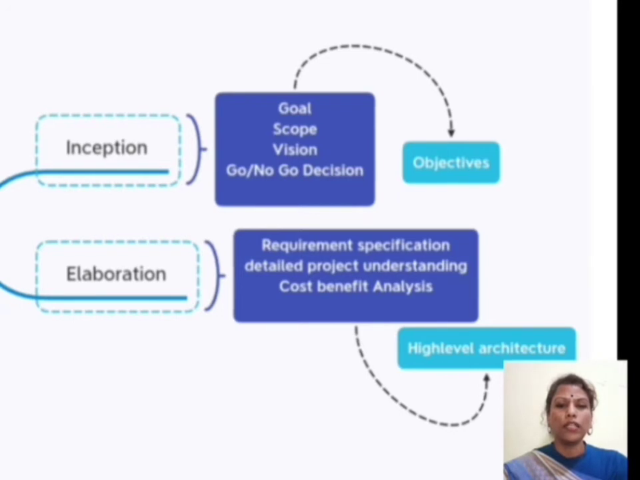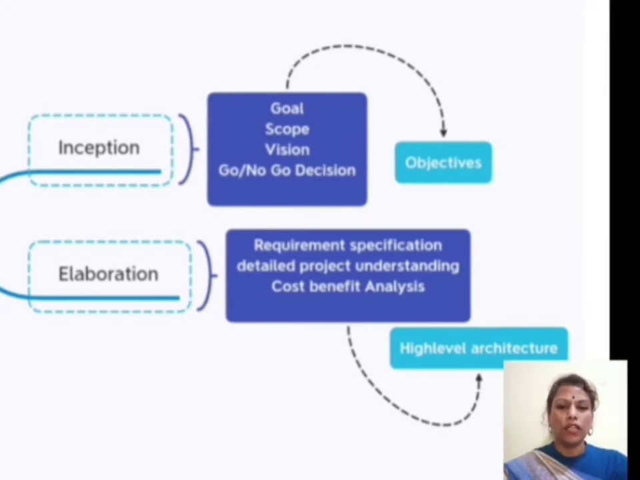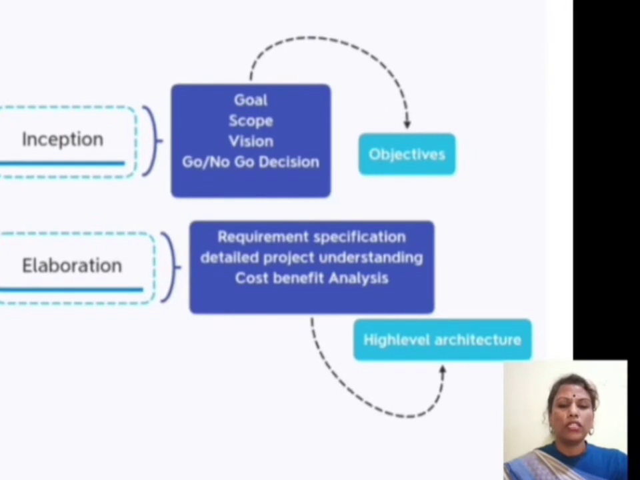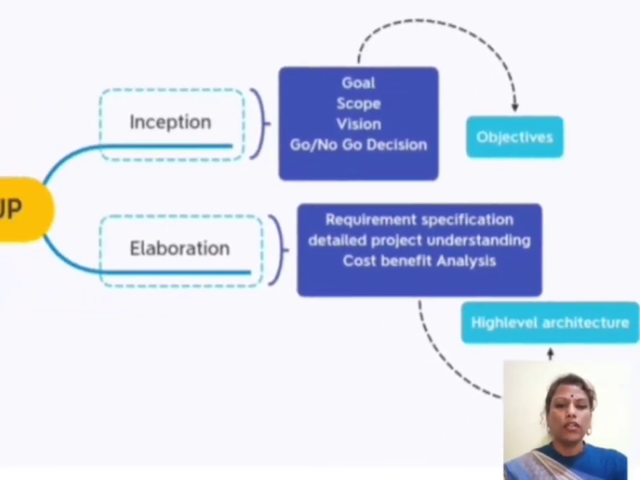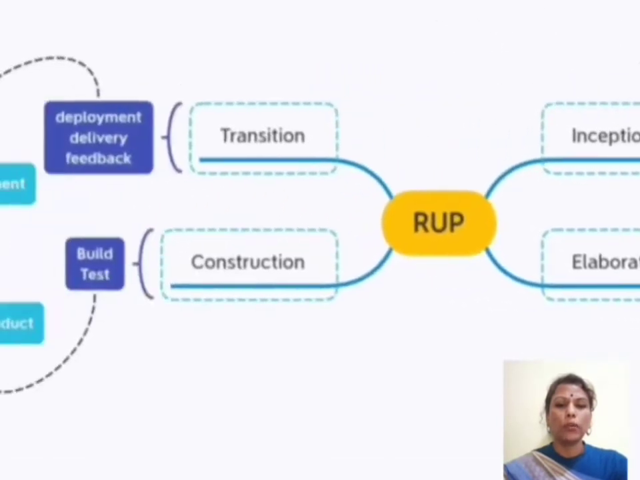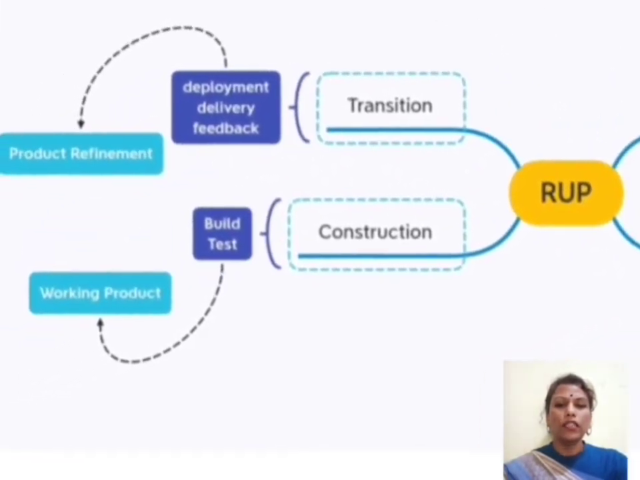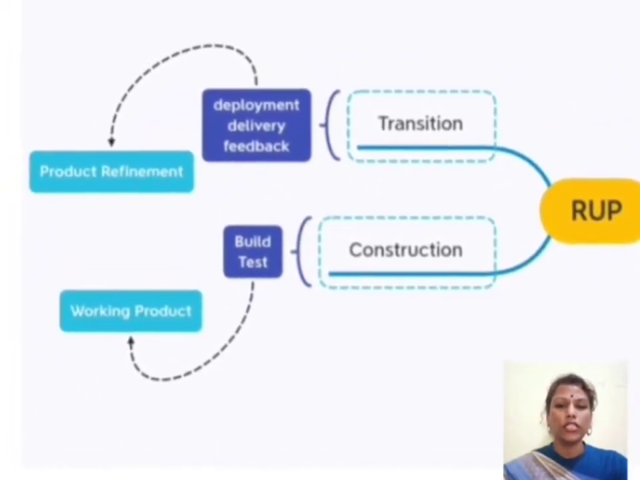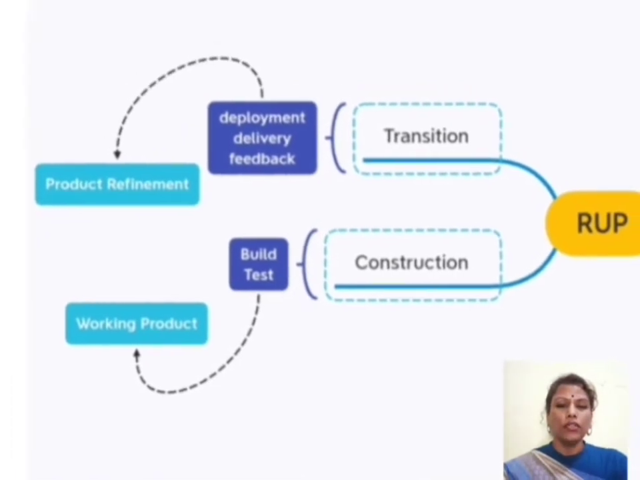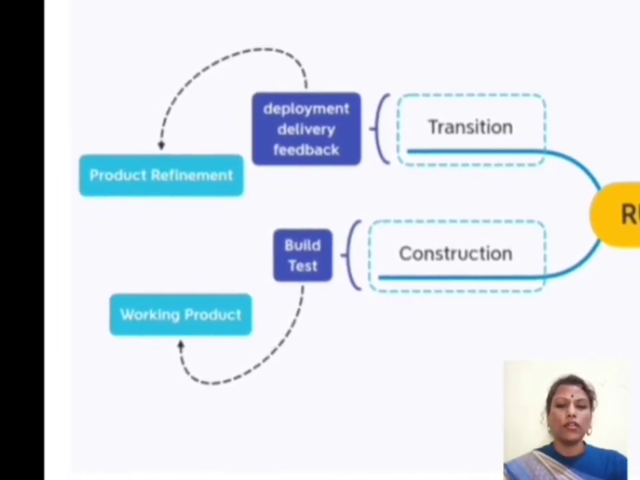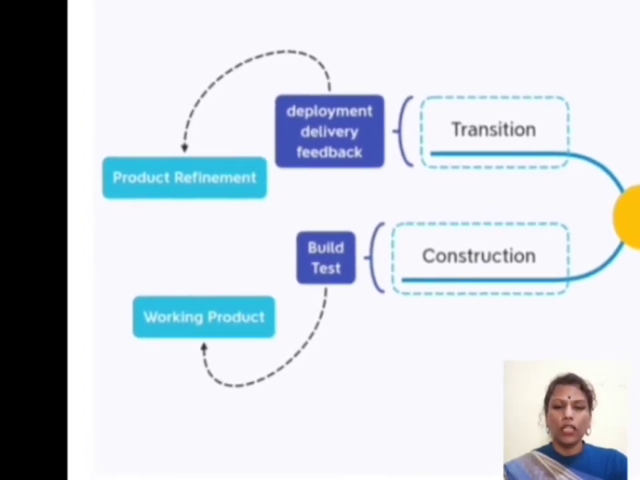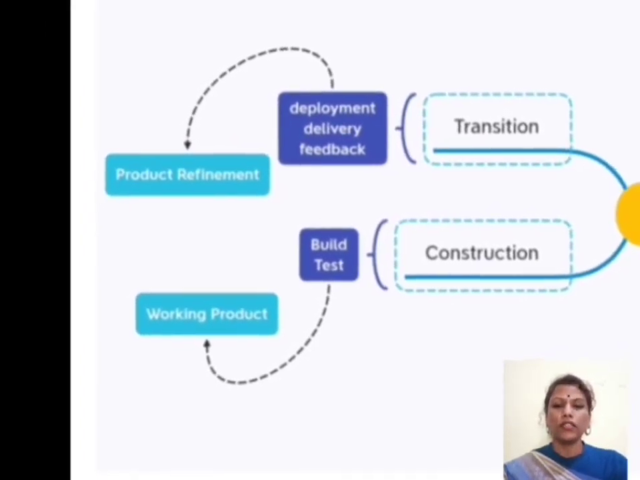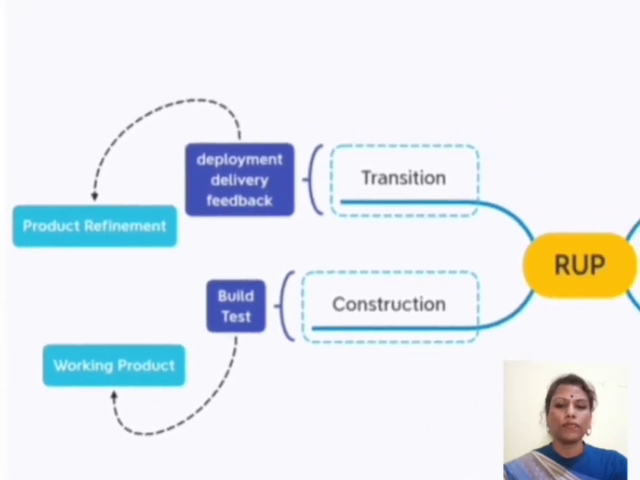project understanding, and cost benefit analysis. The output of this phase is high level architecture, which is developed using UML. And the third phase of RUP is construction phase. What are all the activities of construction phase? Build and test. The output of this phase is working product.